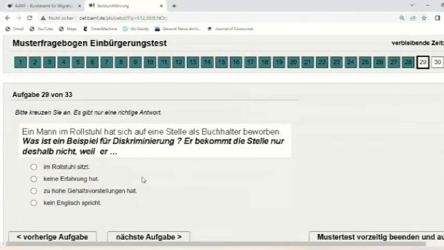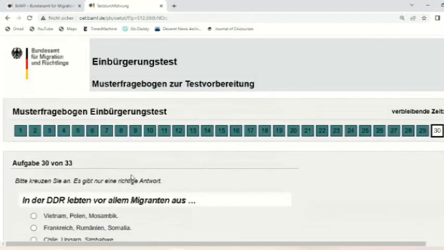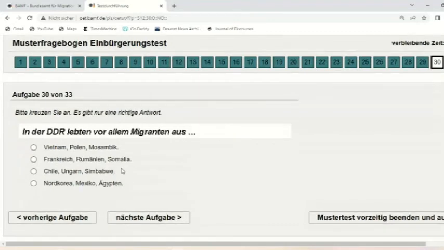A man in a wheelchair applies for a job as a bookkeeper. What is an example of discrimination? He doesn't get the position because he's in a wheelchair, he doesn't have any experience, he's asking for too much money, or he doesn't speak English. Obviously, because he's in a wheelchair, the others would be legit reasons for turning him down.